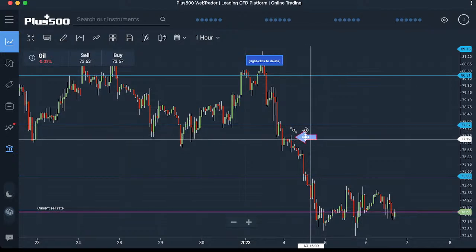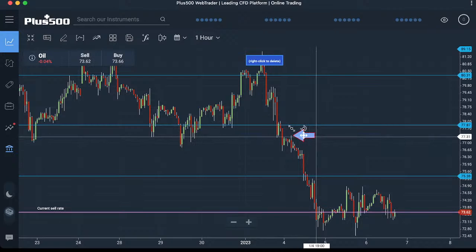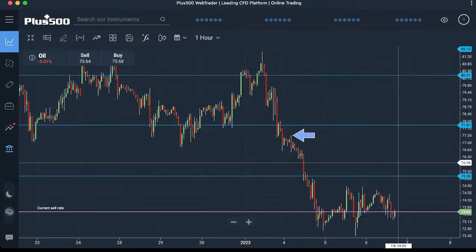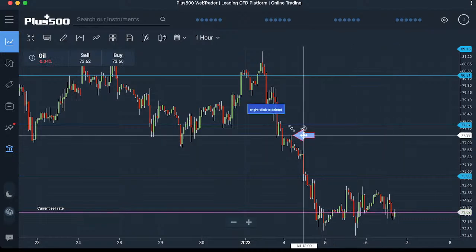I'm putting the arrow exactly on top of that, and yes, exactly here, and you can see how perfectly price is pulling back up and giving us the opportunity to enter as a sell into the market. And then price again is breaking away and going to the downside.